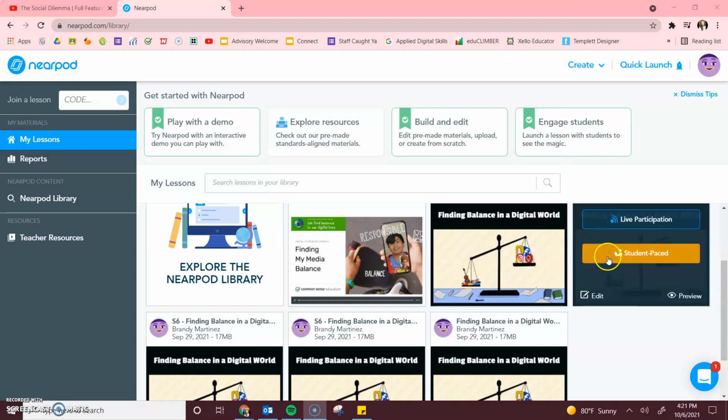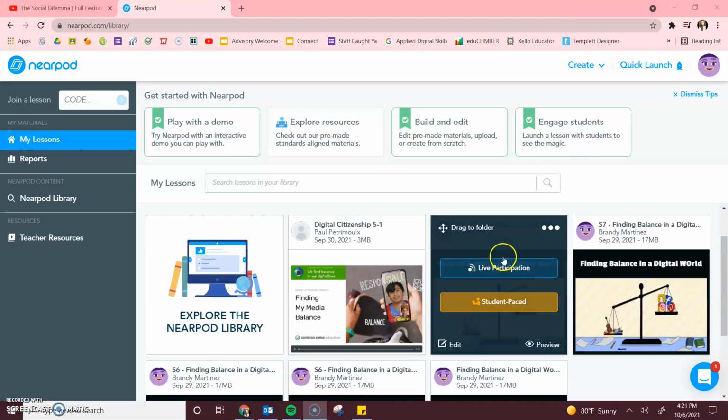So here we go. There are two different things you can do. You can do a live participation with students, where you are all on the same page at the same exact time. This would work really well if you have a whole class period dedicated to the lesson. Or there's a student-paced version, which is the one I use, because in some classes I have to go a little slower than others, and I only have about 42 minutes to do this.